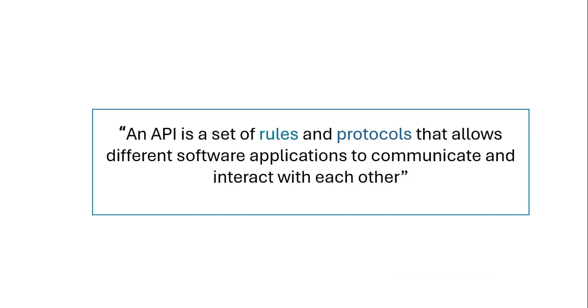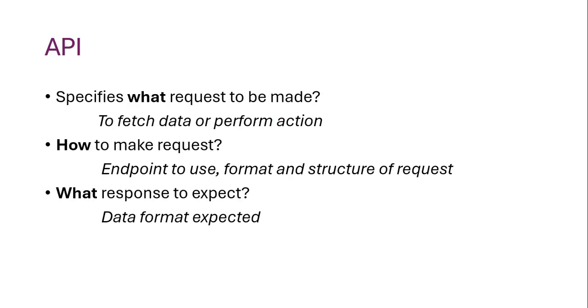So basically, an API is a set of rules and protocols that allows different software applications to communicate and interact with each other. The API specifies what kind of request to be made to fetch the data, or perform any action. So why are you making that request? You want to get some information, or perform certain actions on it. Now, how to make that request? To make the request, you should know where to make it, which endpoint to use, and what should be the format and structure of the request. And once the request is processed, you need to know what kind of response you're expecting, the data format. Are you expecting an HTML page, or an XML page, or a JSON page?